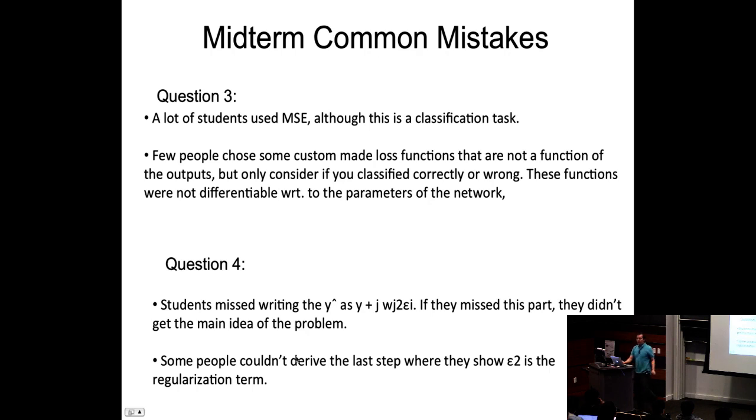Some students actually were using mean squared error as the output. I guess you could argue that you can use mean squared error somehow to predict whether somebody's passing or failing. But it's very hard to justify. Why would you use mean squared error, right? This is really a classification problem. And in your homework one, you really did the classification problem. Few people chose to use custom-made loss functions that are not a function of the output, but only consider classified correctly or wrong. So these are like step functions. They were not differentiable with respect to the parameters and such. Okay?